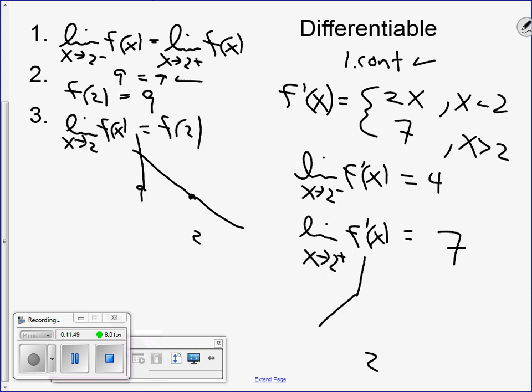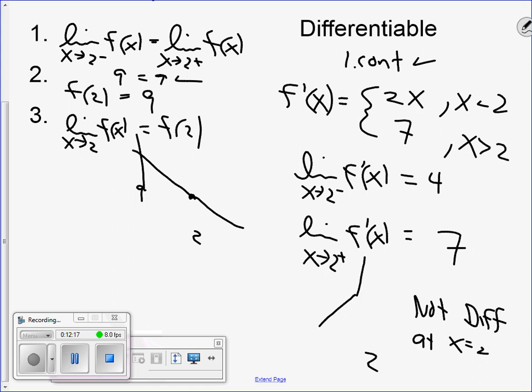Uh-oh. Right? Is the derivative going to exist at 2? Nope. It's not the same. So this would be an example where it's continuous, but not differentiable. The derivative doesn't exist at 2, so it's not differentiable at x equals 2. I think there was another part to that question where they asked if there was a max there or something, or a min.